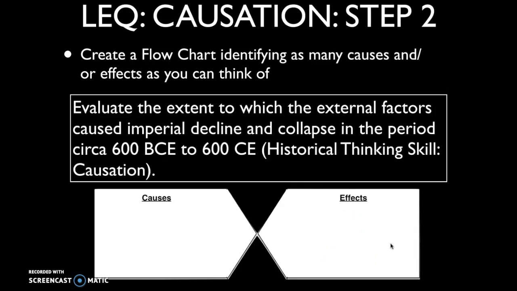Now, what about this one? Evaluate the extent to which the external factors caused imperial decline and collapse. Well, then you'll be filling out the other side of your flowchart, the causes side of your flowchart, identifying as many causes of imperial decline and collapse as you can think of. And again, you want to try and focus mainly on external factors, but you also may want to address internal factors in order to more completely answer the question.